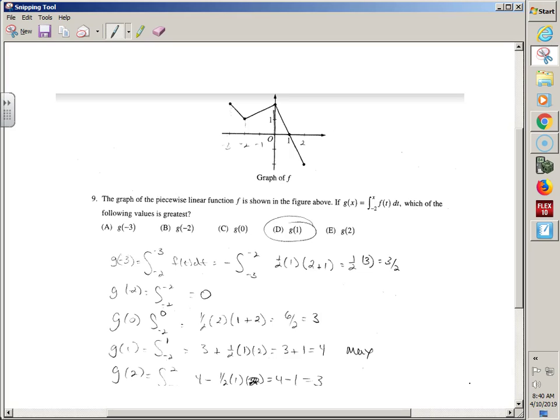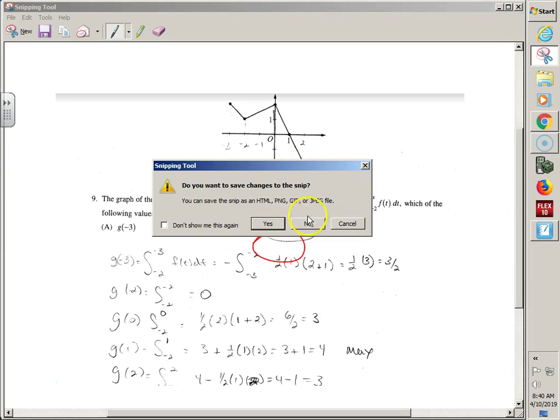Anyway, they're saying this is the graph of f. Oh dear. Come on, snipping tool, work with me. He gets tired after a while.